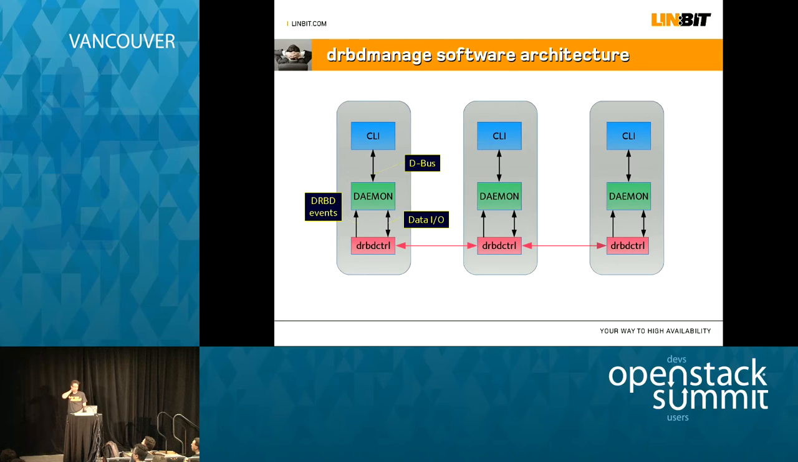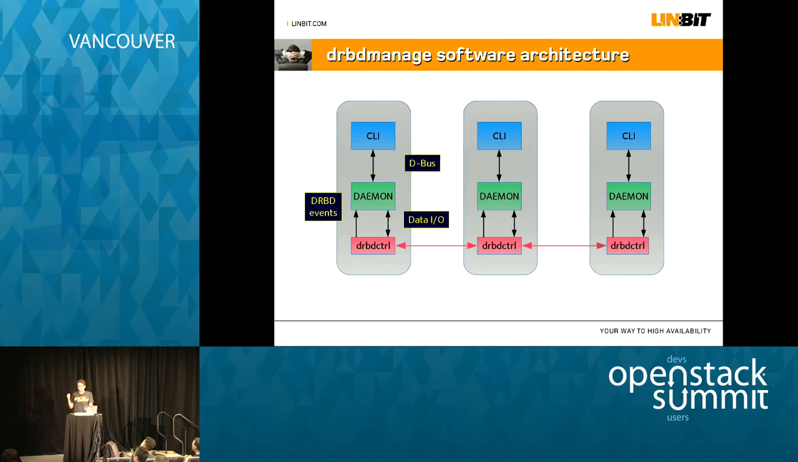Here I have an illustration that shows the software architecture of DRBD-manage. We have the command line interface at the top. That's easy. You call that on the shell. That uses D-Bus to connect to a locally running daemon. And that daemon writes things it thinks are important to a control volume. So what is the control volume? That's a rather small volume DRBD-manage will create on your nodes. It's about 4 megabytes in size.